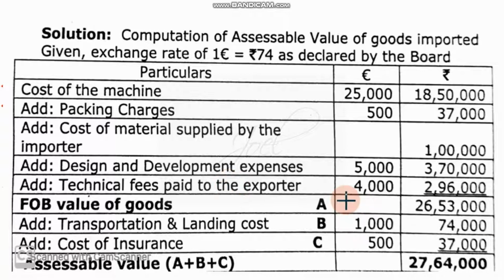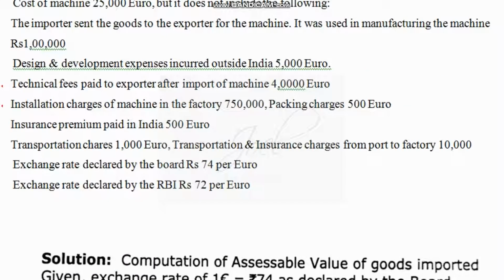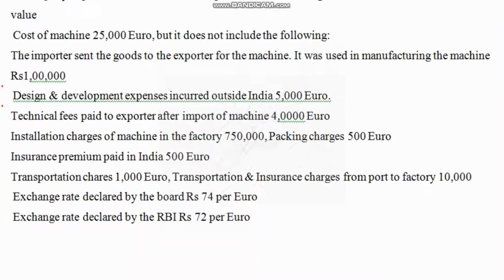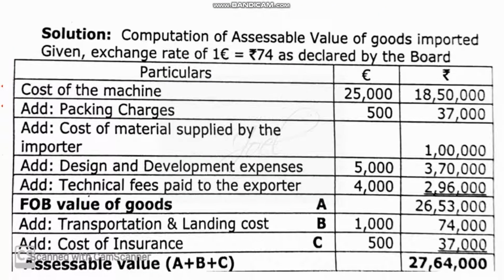So we saw the problem as well as the solution. So this is the problem. You can write by pausing the video. Yes, so this will be the solution, where all the items are added except those items which were incurred in India: installation charges and commission and charges from port to factory. So this will be the solution.